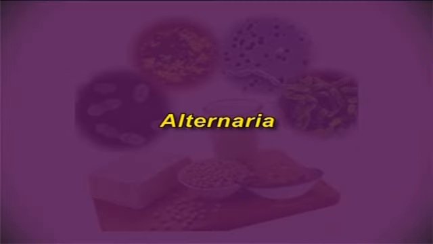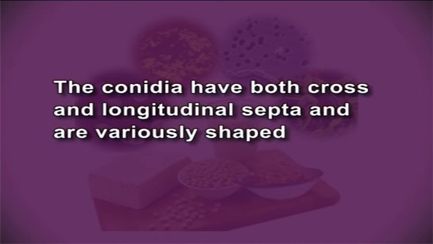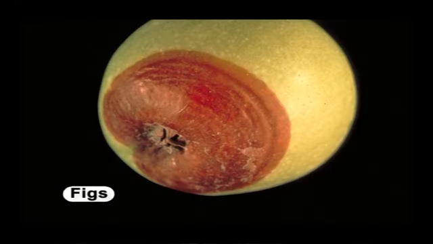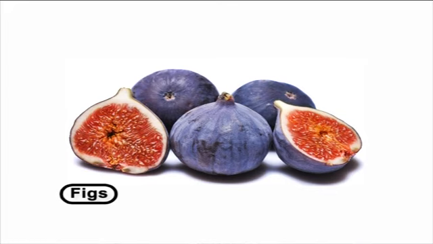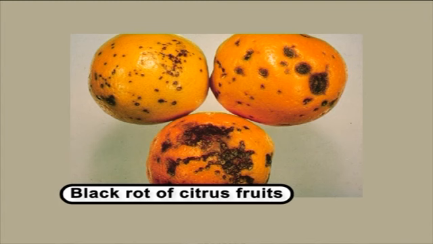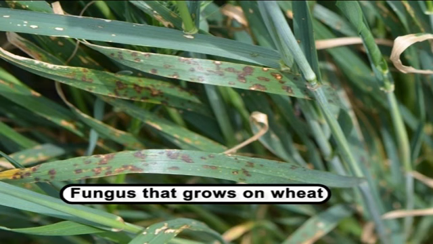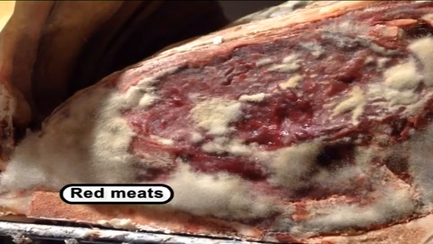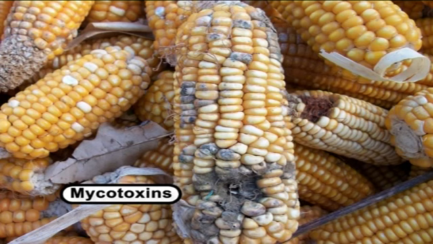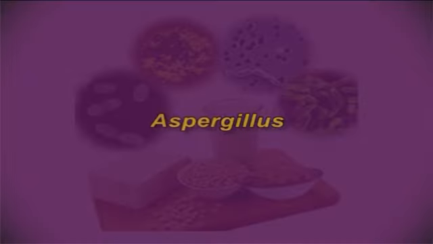Some of the common fungi are as follows: Alternaria. Septate mycelia with conidiophores and large brown conidia are produced. The conidia have both cross and longitudinal septa and are variously shaped. They cause brown to black rots of stone fruits, apples and figs. Stem end rot and black rot of citrus fruits are also caused by the species or strains of this genus. This is a field fungus that grows on wheat. Additionally, it is found on red meats. Some species produce mycotoxins.